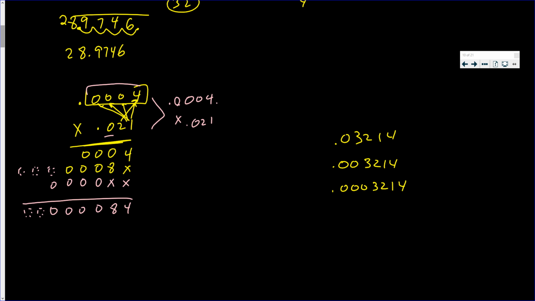The first decimal is not here. It's in 1, 2, 3, 4 places in. And this decimal is in 1, 2, 3 places. 4 plus 3 is 7. So we need to move this decimal 7 places to the left. 1, 2, 3, 4, 5, 6.